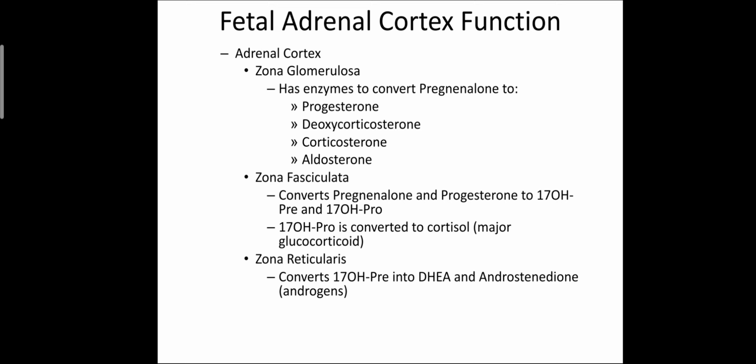The adrenal cortex has three layers: zona glomerulosa, zona fasciculata and zona reticularis. Zona glomerulosa has enzymes to convert pregnenolone to progesterone, deoxycorticosterone, corticosterone and aldosterone. Zona fasciculata converts pregnenolone and progesterone to 17-hydroxypregnenolone and 17-hydroxyprogesterone. 17-hydroxyprogesterone is converted into cortisol. Zona reticularis converts 17-hydroxyprogesterone into dehydroepiandrosterone and androstenedione.